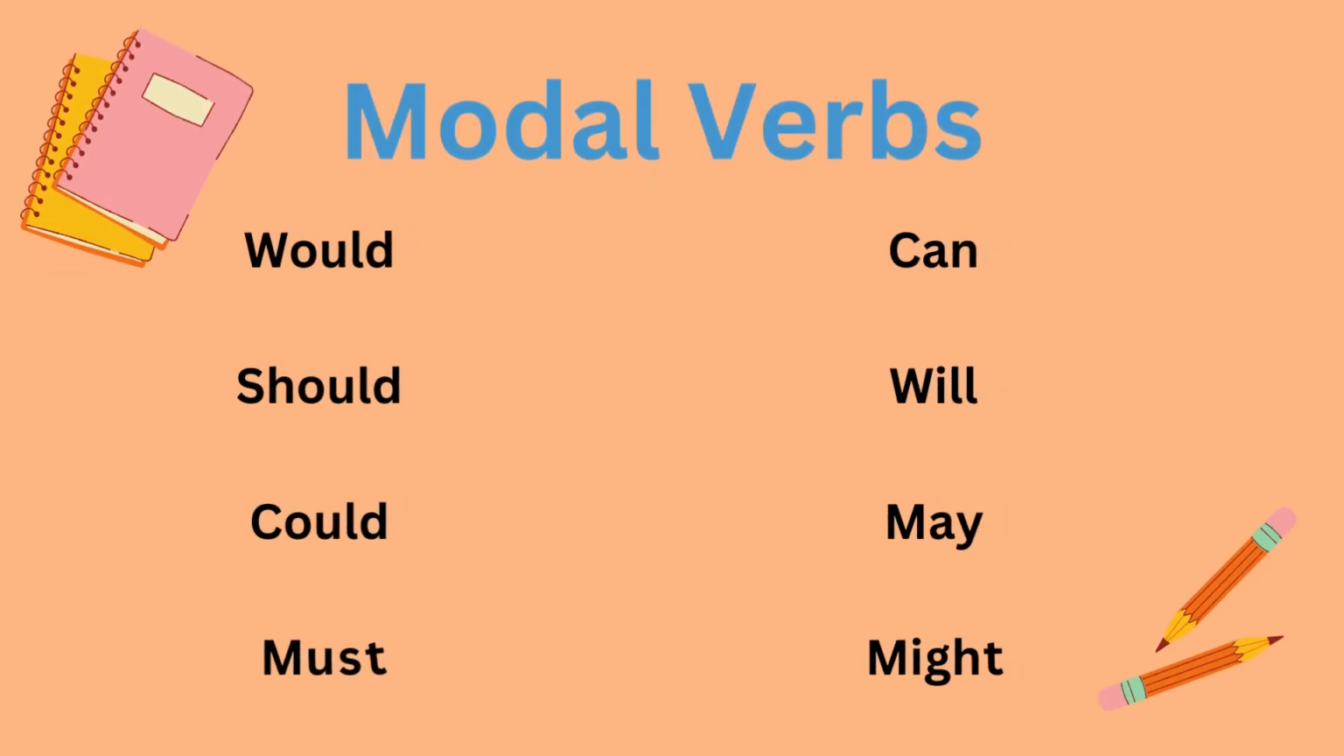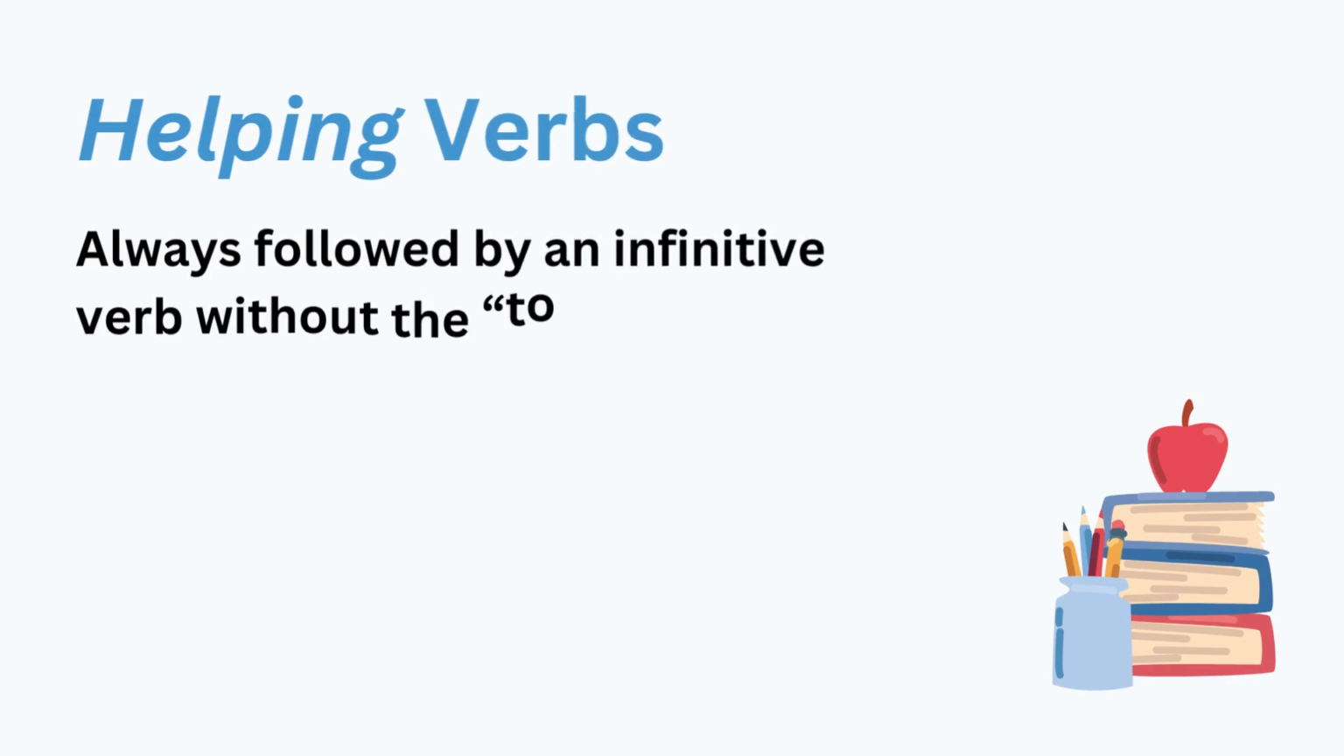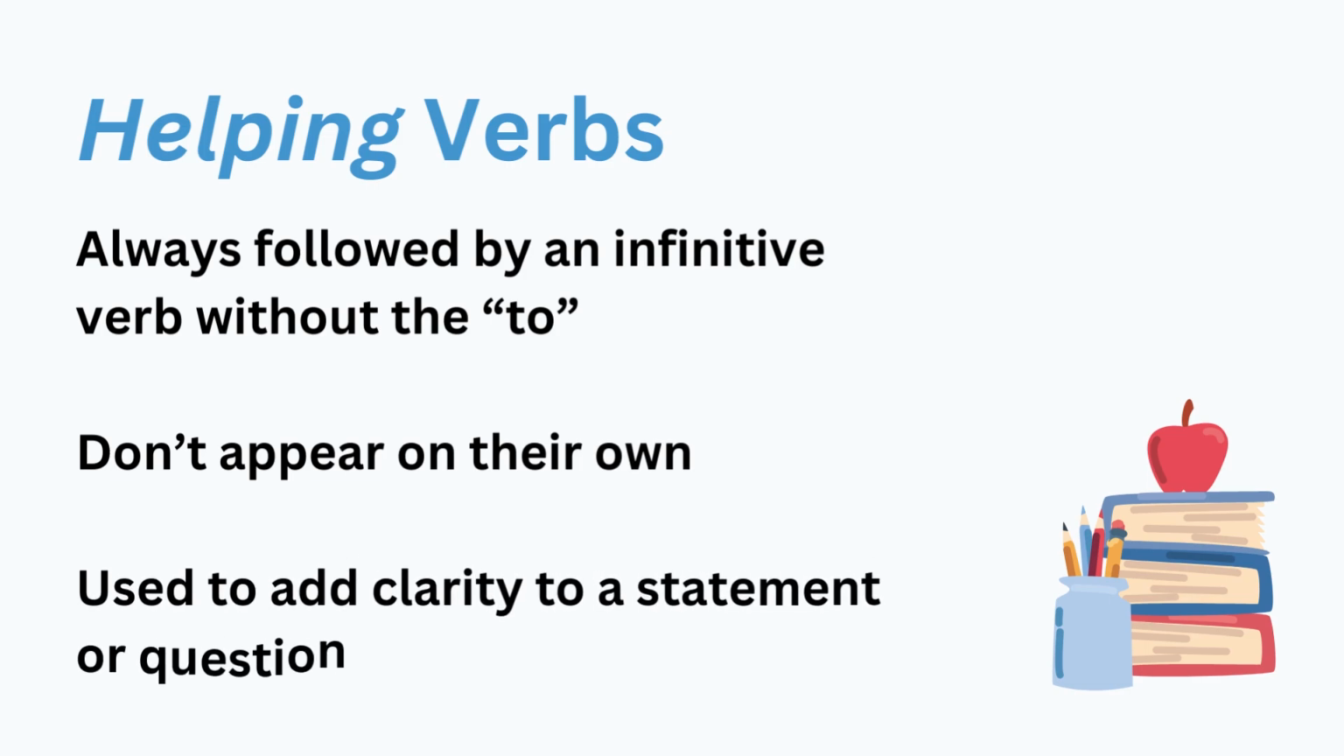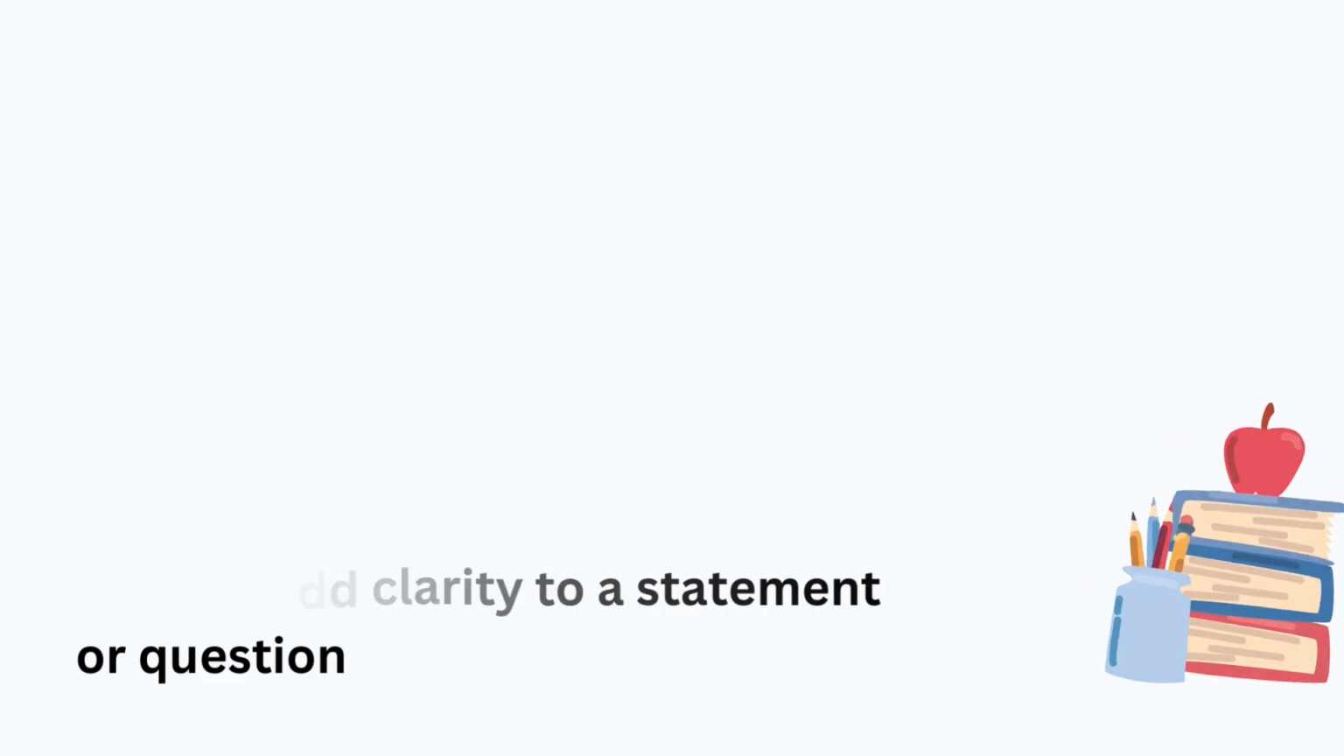Today's subject is modal verbs. Would, should, could, must, can, will, may, and might. You have likely heard these words already in sentences. Today, I'm going to talk about what they are and why we use them, and I'll give you lots of examples. Modal verbs are also known as helping verbs. They help us better understand a statement or a question, but because they're helping verbs, they don't appear on their own. They're always followed by a verb in the infinitive form, and we don't use the word to.